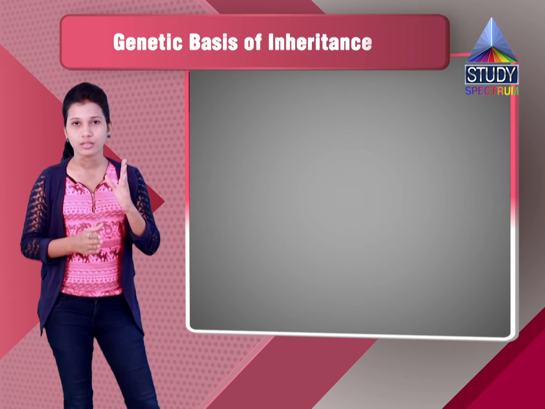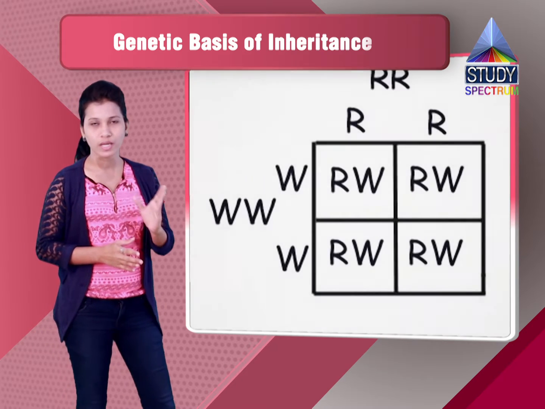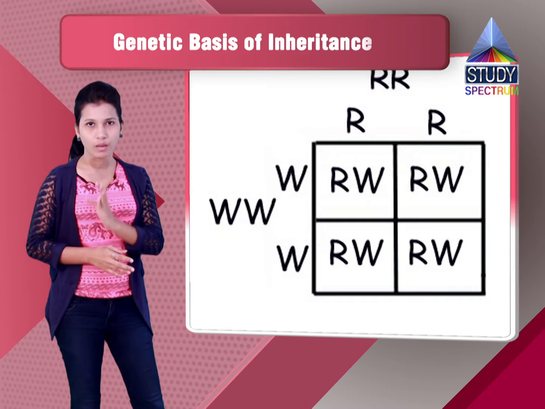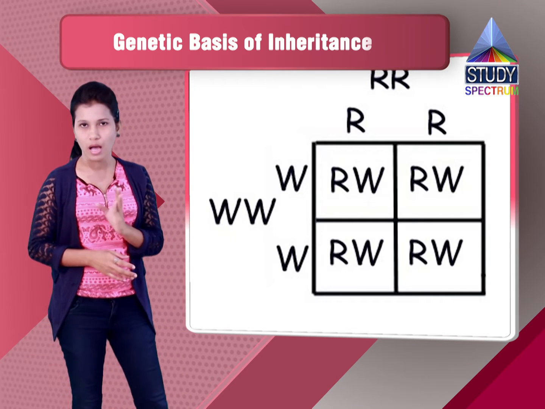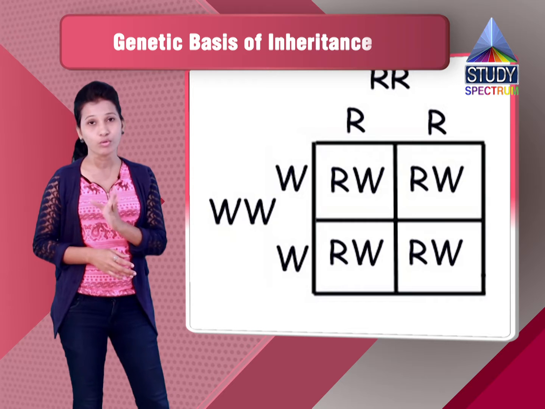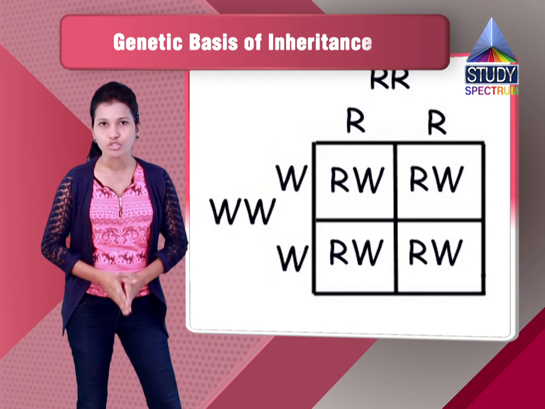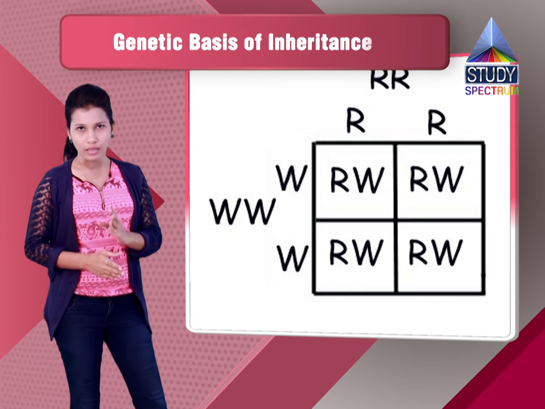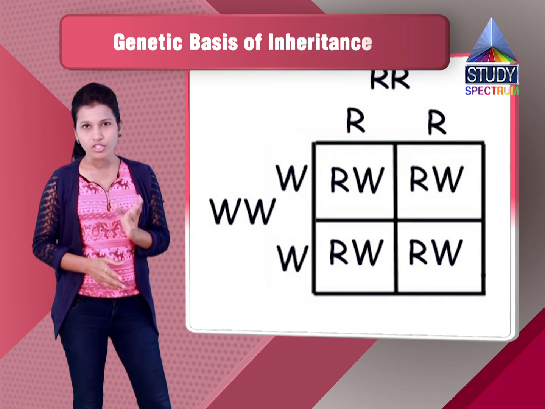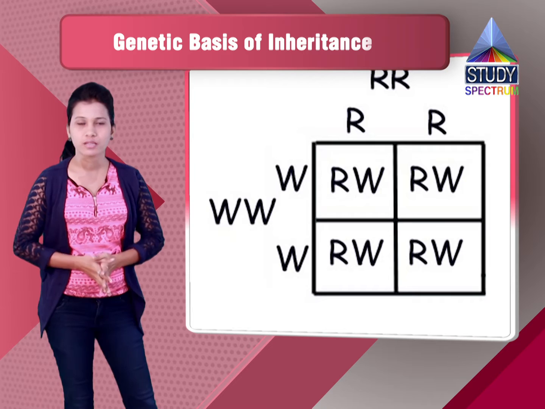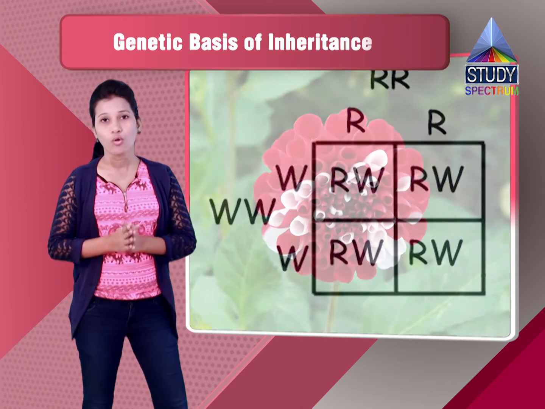So we have the genotypic ratio as 1 RR is to 2 RW is to 1 WW. So that will be the genotypic ratio. I repeat, the genotypic ratio will be 1 RR is to 2 RW is to 1 WW. So that is the genotypic ratio of the codominance.